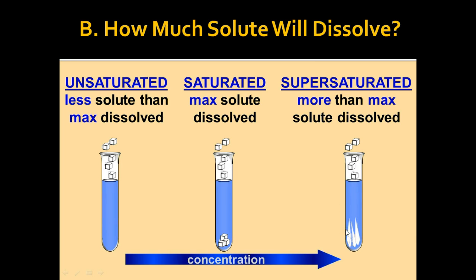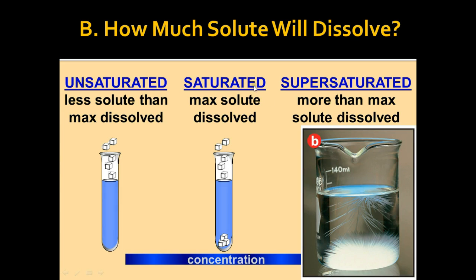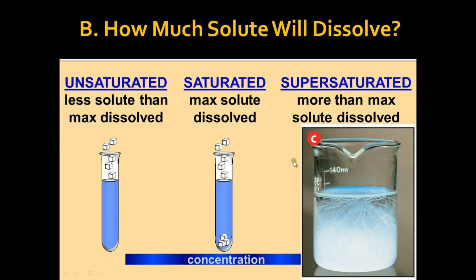And so here are some pictures of real solutions. So here, because there's no crystals at all forming, this must be unsaturated, because notice how there's no crystals here, nor here. Then we have a saturated solution. So notice how there's little crystals forming. And so, just like this test tube, it has a few crystals forming. But then we have supersaturated, where there's tons of crystals forming because there's more solute than the liquid can dissolve.